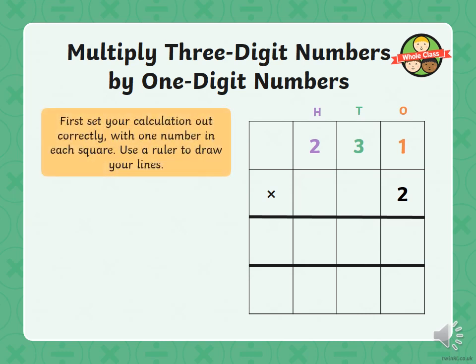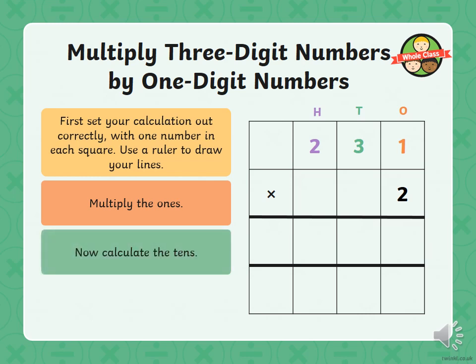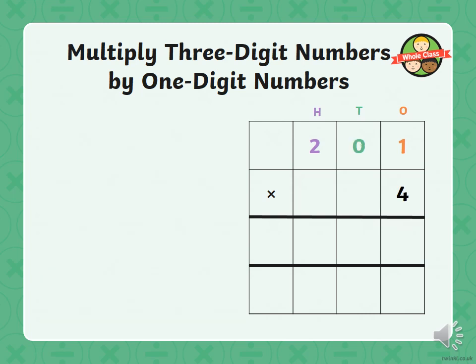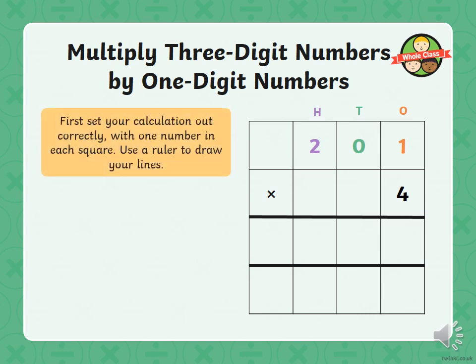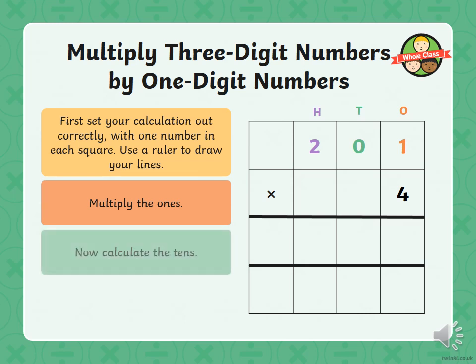First, set out your calculation correctly with one number in each square. Use a ruler to draw your lines. Multiply the ones. Now calculate the tens. Now calculate the hundreds. So 2 times 1 is 2, 2 times 3 is 6, 2 times 2 is 4. Multiply 3-digit numbers by 1-digit numbers. 201 times 4. First, set out your calculations correctly with one number in each square. Use a ruler to draw your lines. Multiply the ones. Calculate the tens and then the hundreds.